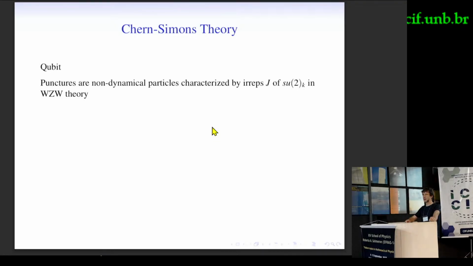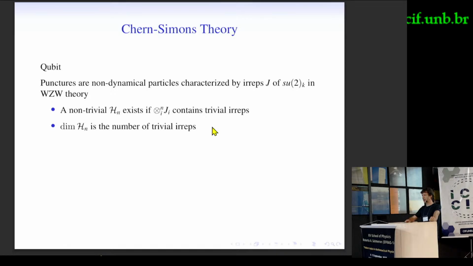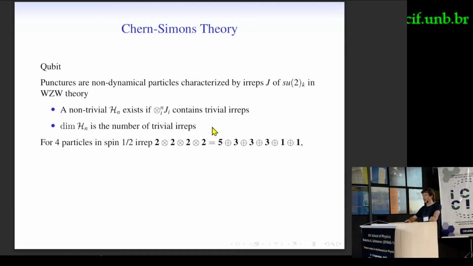So this is in some way repeating what I discussed before. If we put particles in the fundamental representations of SU(2), what I need to calculate to define the dimension of the Hilbert space is how many trivial representations, singlet representations, appear in a tensor product of spins of all particles. And here is an example for 4 particles in spin 1/2.